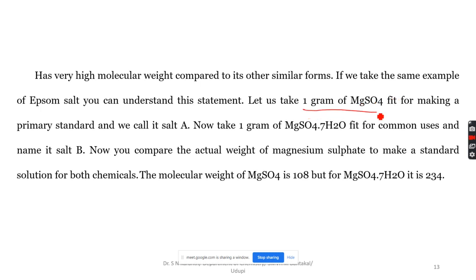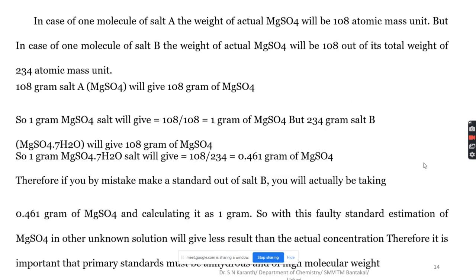Take 1 gram of Epsom salt fit for making a primary standard solution, and we'll call it salt A. Salt A is 1 gram of magnesium sulfate. Then I'll prepare the same one using salt B, which contains hydrated magnesium sulfate. Is their molecular weight the same? No. The molecular weight of salt A is 108, whereas for salt B it is 234.